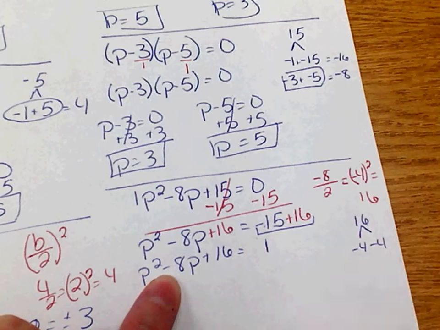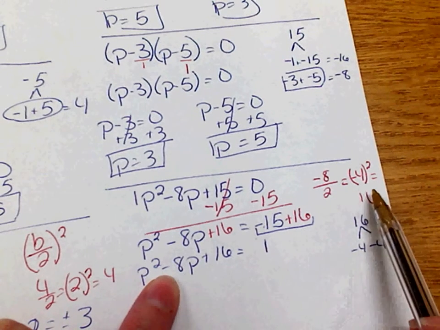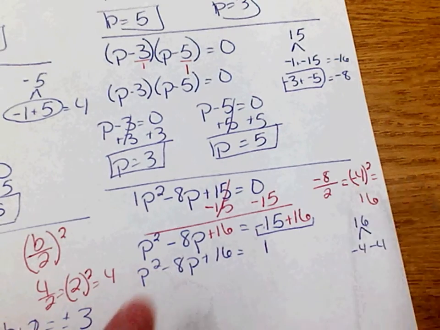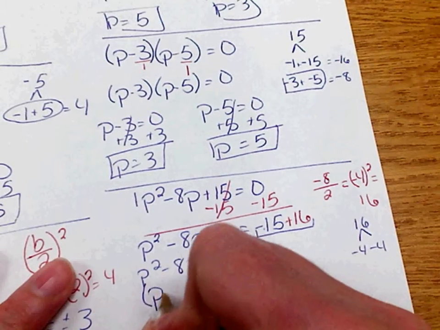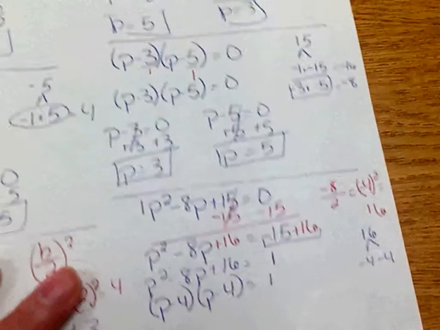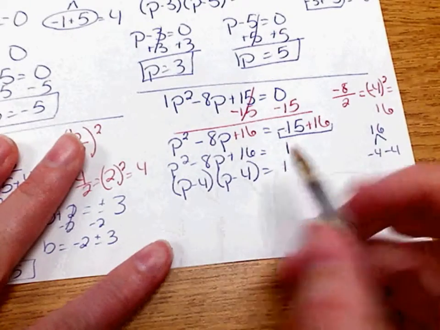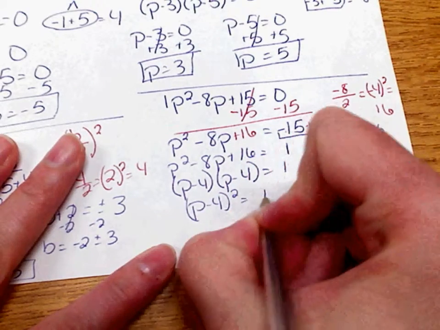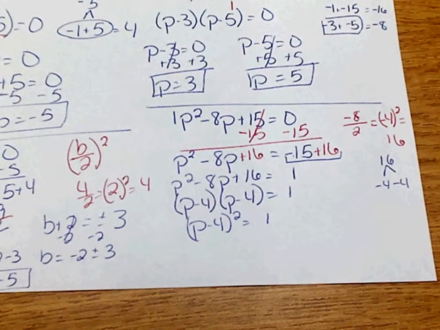But this is optional because you can also see that it's right here. It's always going to be right there. It's that number. So it's p minus 4. P minus 4 equals 1. Once again, this is an optional step here. You could have went straight to p minus 4 squared equals 1 because whenever you multiply something times itself, you're squaring it.